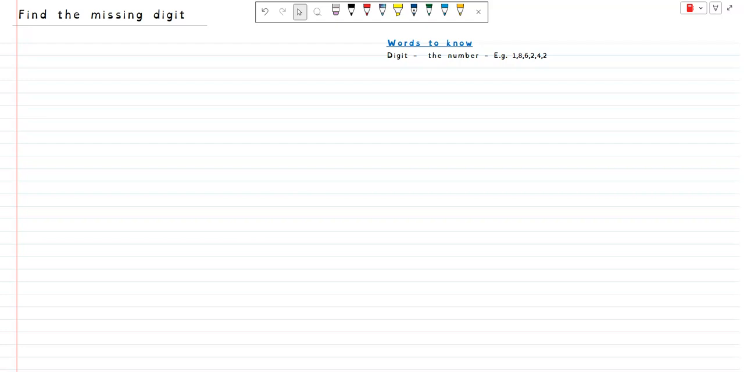Today we are going to learn how to find the missing digit in a place value notation or in a number. Okay, so let's look at a few examples. Remember, the word to know is what is a digit. A digit is the number.